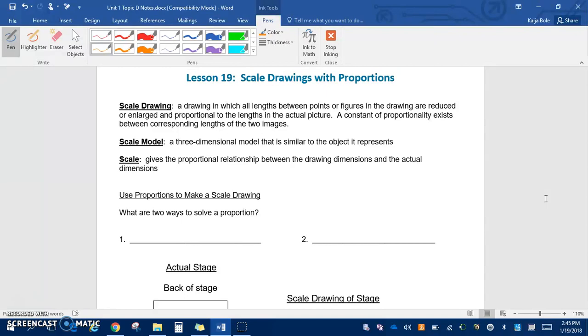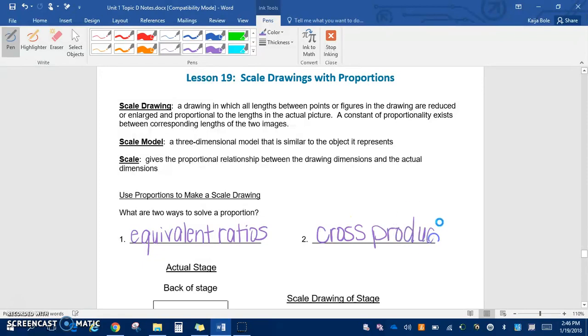So here it says use proportions to make a scale drawing, and what are the two ways that we know how to solve a proportion? So we know that first way is the equivalent ratios. And then the second way is by cross products. And that's what we talked about in the first lesson.